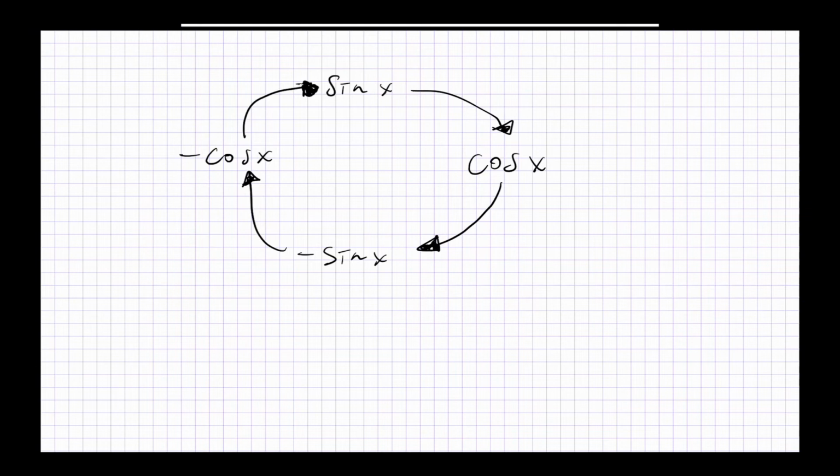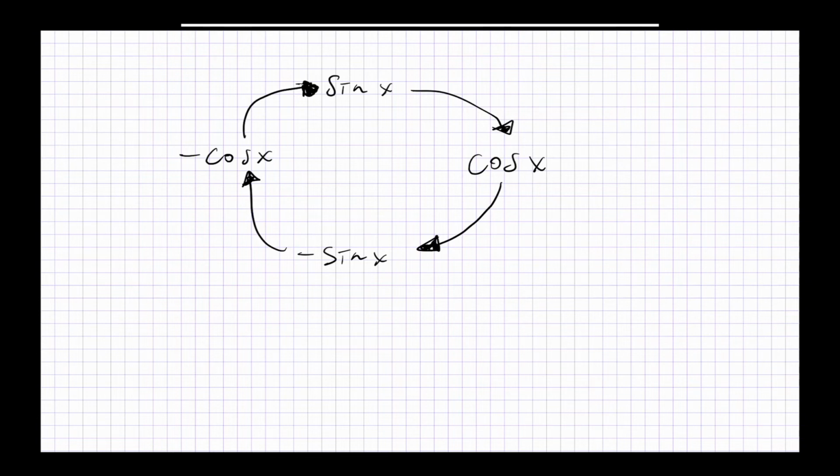Okay, they just repeat themselves over and over. So the derivative of sine is cosine. The derivative of cosine is negative sine. The derivative of negative sine is negative cosine. The derivative of negative cosine is positive sine. It's a cycle. It just keeps repeating itself.